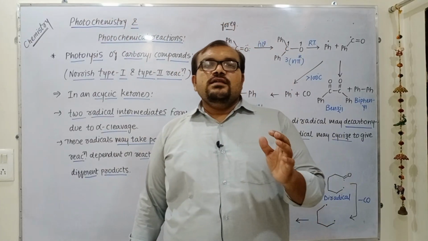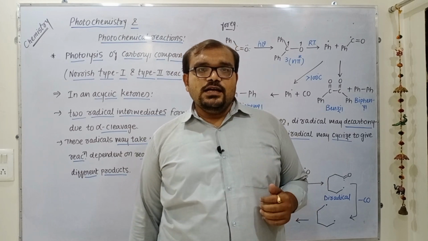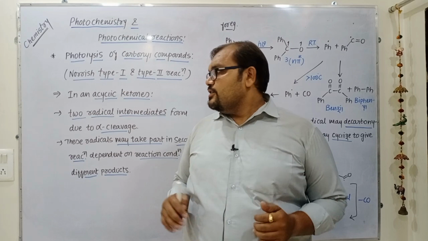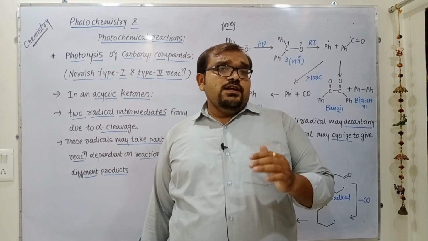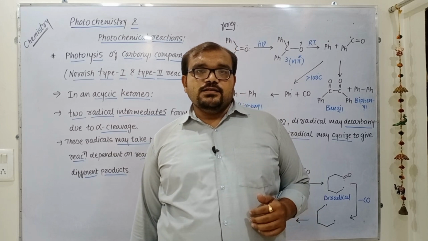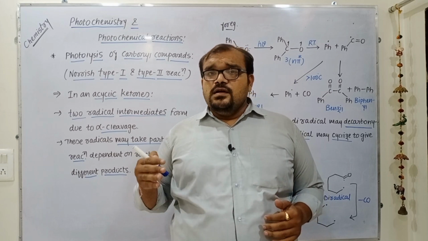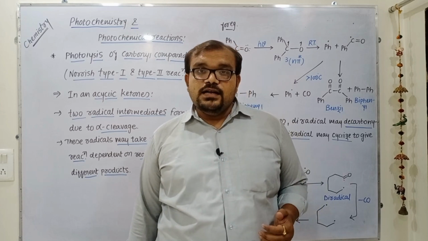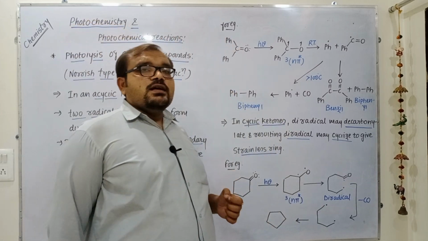So friends, after discussing the photolysis of asymmetrical ketone, let me discuss the photolysis of acyclic ketone. In case of acyclic ketone, when we irradiate the molecule, it will give two radical intermediates. These two radical intermediates may take part in a secondary reaction, which is dependent on the reaction condition, to give different products. Let me explain this with an example.